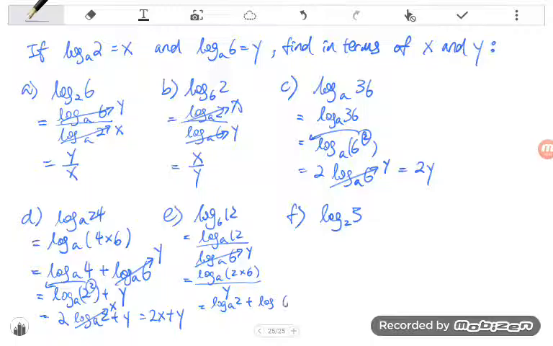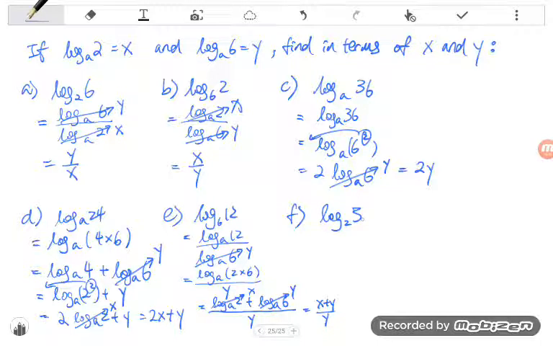Over y. So this becomes x, that becomes y. There you go. My final answer is x plus y over y. This is a bit tougher, but again, we're just using the laws of logarithms to help us to manipulate the expression. Yeah? All right, last one.